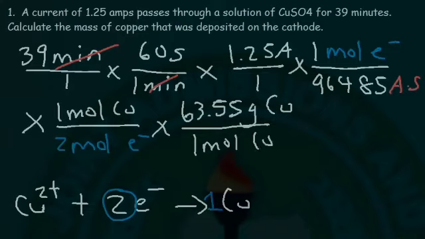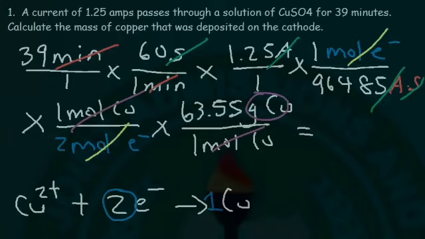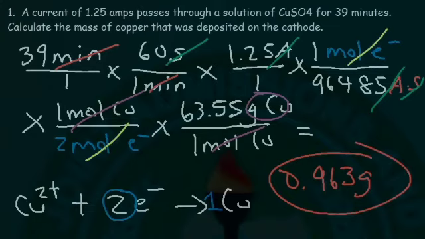So let's focus on the units now. We see that the units seconds cancel, and the units amps cancel as well. And moles of electrons cancel, and moles of copper cancel. So we're left with grams of copper. So now all we need to do is the math. So 39 times 60 times 1.25 divided by 96,485 times 63.55 divided by 2 is about 0.963. So that's how many grams of copper were deposited onto the cathode. So the mass of the cathode increased by 0.963 grams.